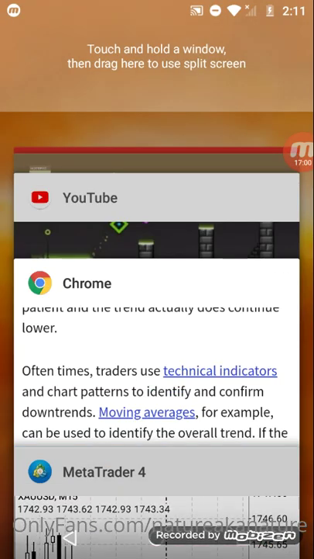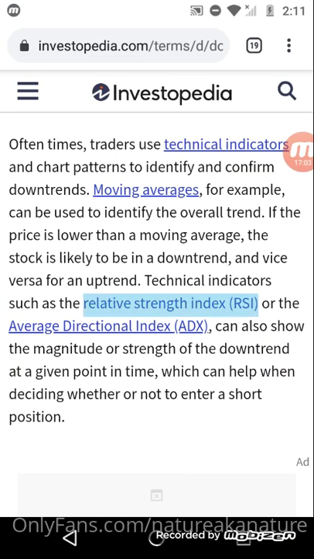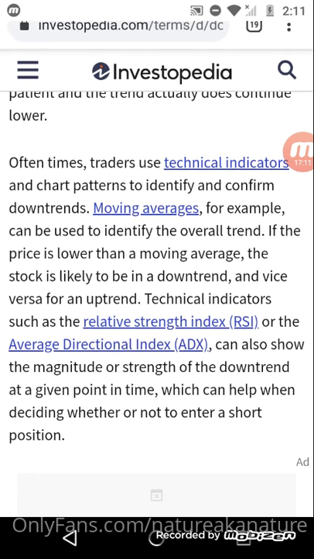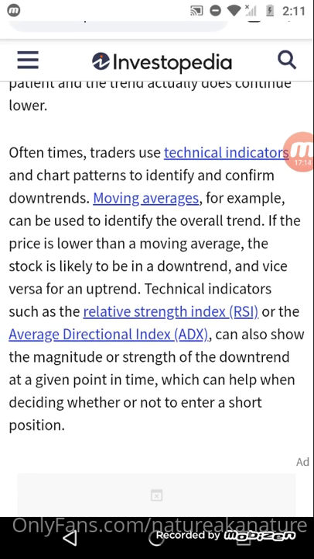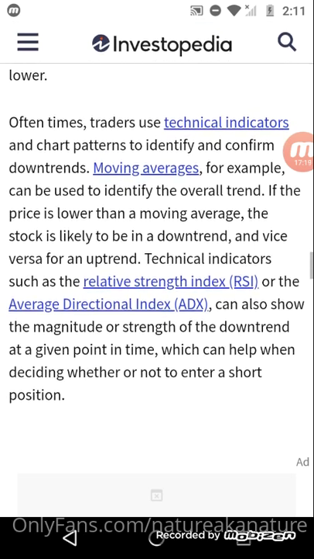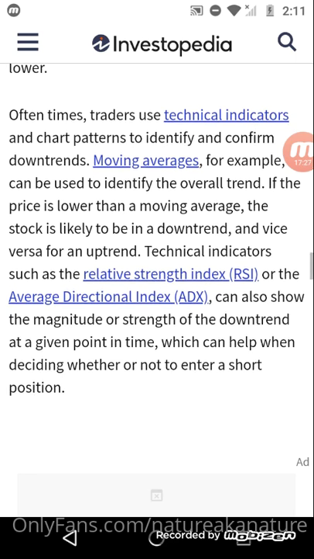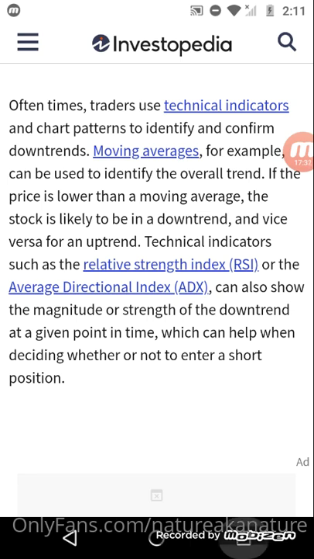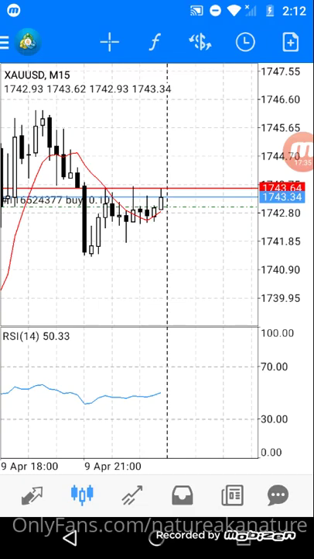If the price is lower than the moving average, the red line, then it's likely to be considered a downtrend. Vice versa, if the price is higher than the moving average, then it's likely to be going up on an uptrend. So technical indicators, also the RSI. So you see the RSI right here. If it's going up, it's going to be going closer to 70 and 100. If you see it going down, it's going to be going closer to 30.